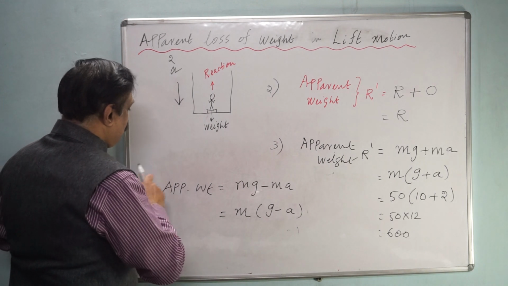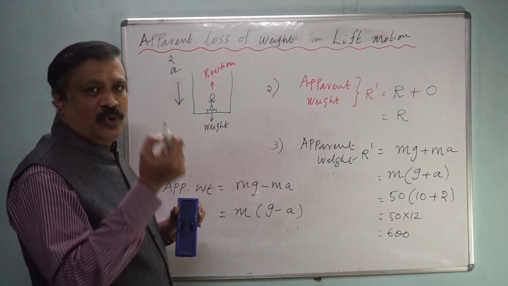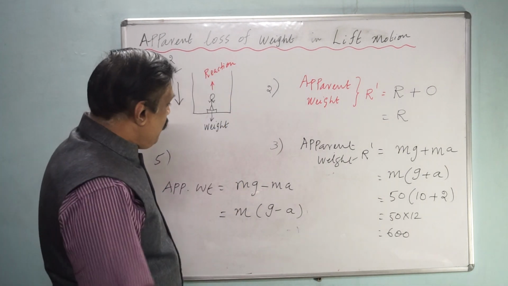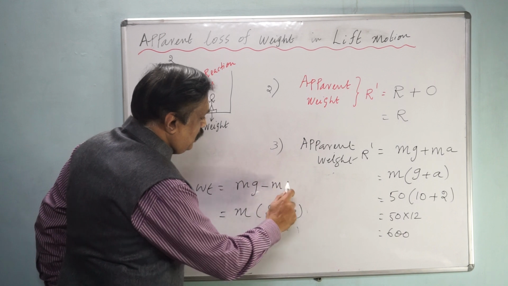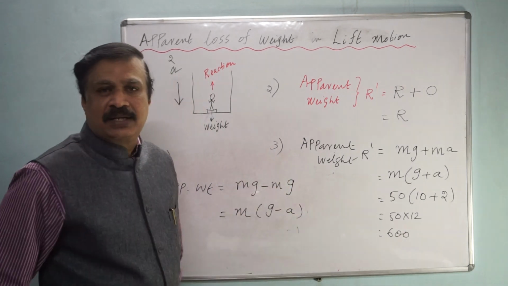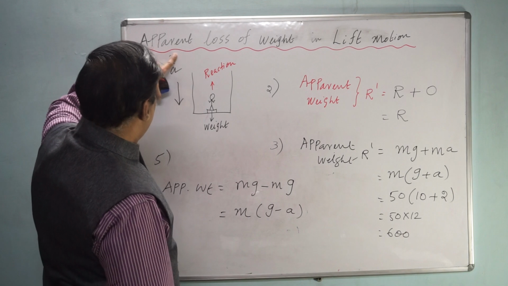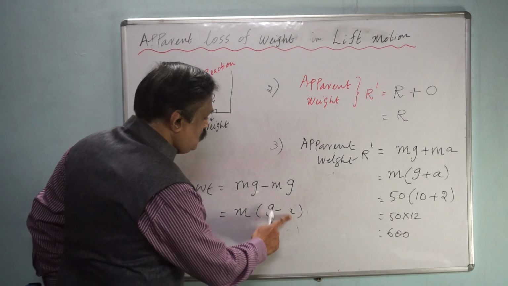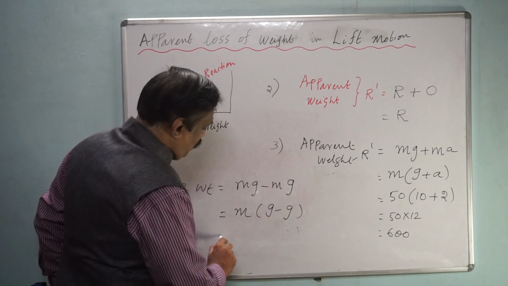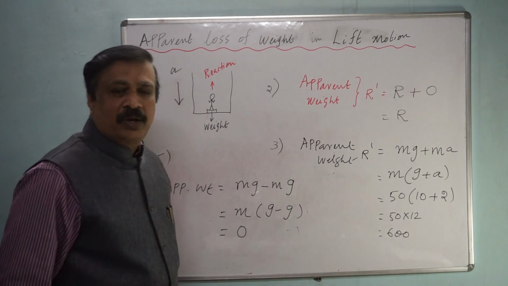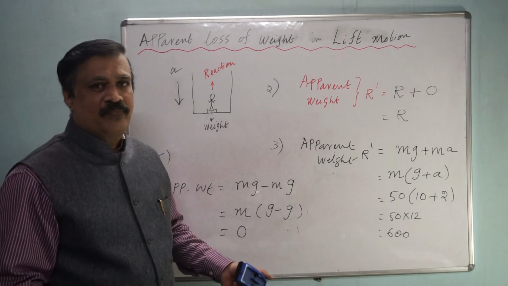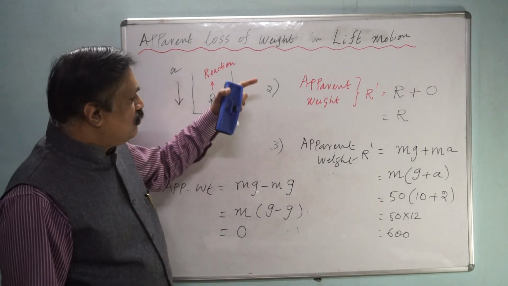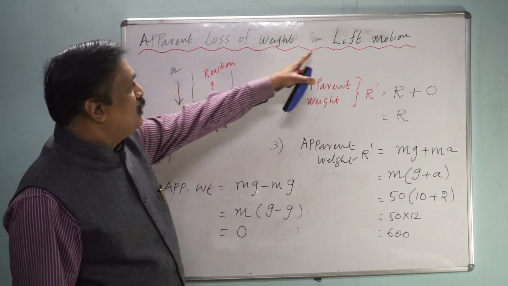Now it is the fifth case. When the rope is broken, that means the lift is falling freely. Then this acceleration a should be equal to g, not 2. Therefore g minus g is equal to 0. That means weightlessness, zero. That means apparent weight is 0. Okay, these are all the five cases in case of a lift motion.